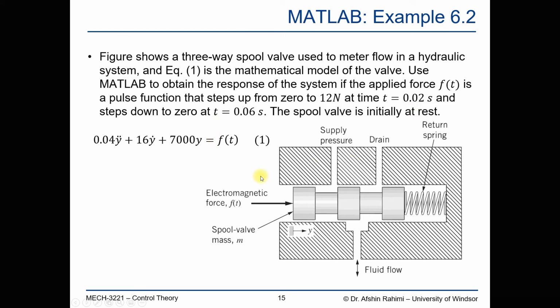So for this system, we are already given the system model in this form. And we are asked to model this system or get the response of this system using MATLAB. But this time we have an input that we haven't worked on before. So it's a system input that goes up and then goes back down. So it is a transient input.